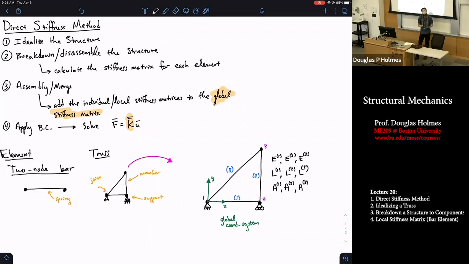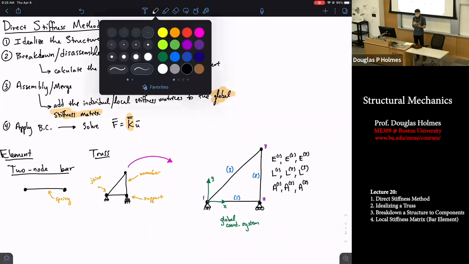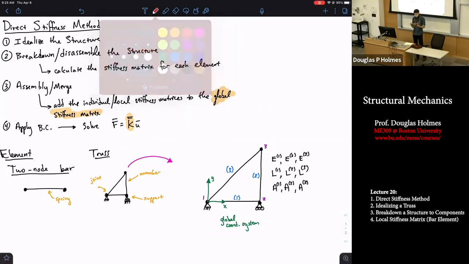I'll write these so that we can write them in a general form, like this. E to the little e, L for each element, A for each element. So this is the idealizing of the structure. Here we're taking that truss and we're starting to apply labels and ways to keep track of all the various geometric and material components and their locations in space.